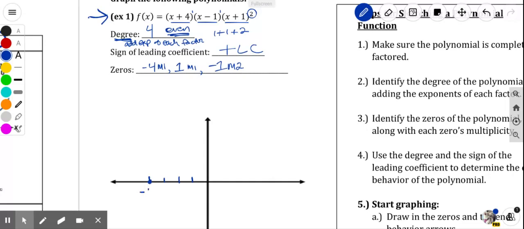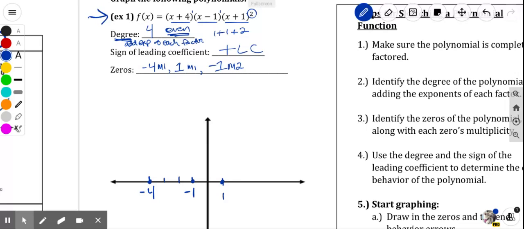Here's a 0 at negative 4. We have a 0 at negative 1. And we have a 0 at positive 1. So you want to number your x-axis. You don't have to number every single one, just the ones that you're going to use is just fine. If you want to add more, you can.